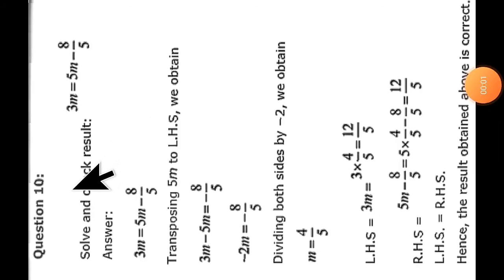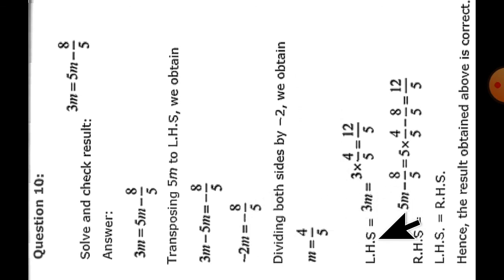Now question number 10. 3m equal to 5m minus 8 upon 5. You have to solve and check this result. Here 3m equal to 5m minus 8 upon 5. 5m will go on the left side. It will become minus. So 3m minus 5m equal to minus 8 upon 5. Minus 2m equal to minus 8 upon 5. Now this 2 we will divide here. Dividing both the sides by minus 2 we obtain m equal to 4 upon 5. This minus minus will be cut.